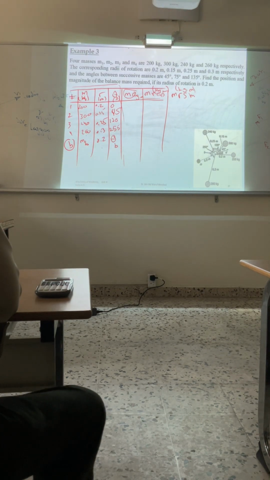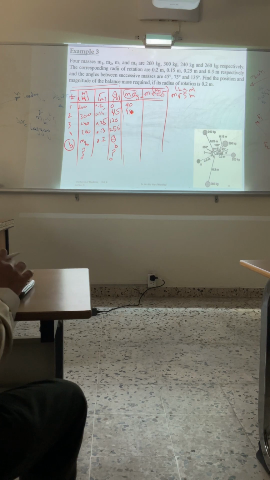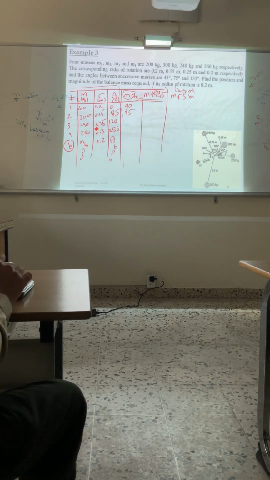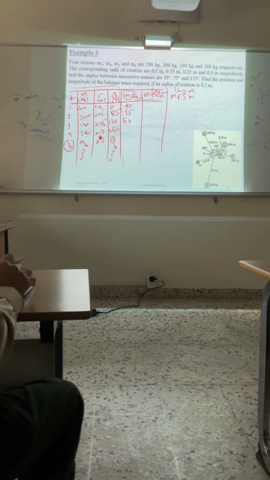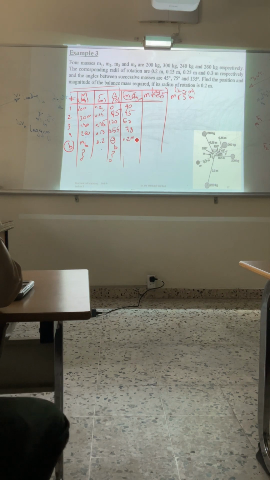So how many unknowns should we look at? This M balance and the theta balance. All you will do right now, guys, is multiply this one by that one. 200 by 2 will give you 40, because this is just MR. This one will give you 45. The quarter of 240 is equal to 60. And 0.3 times 260 will give you 78. And this one is just 0.2 M balance.